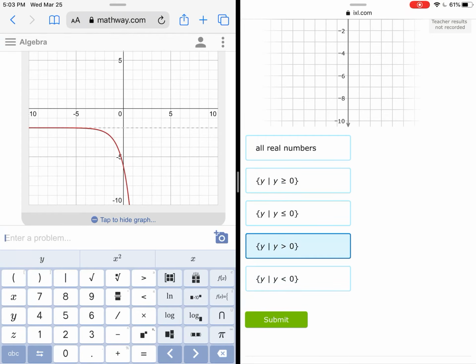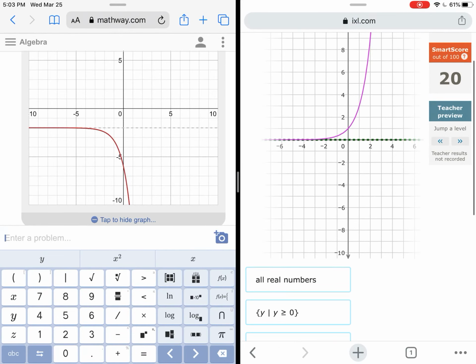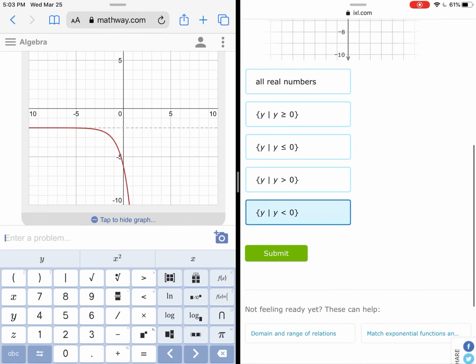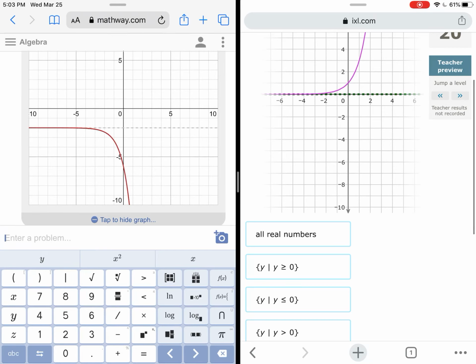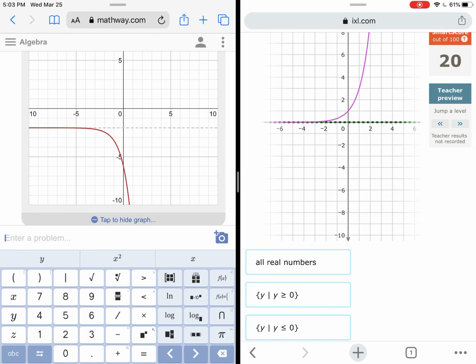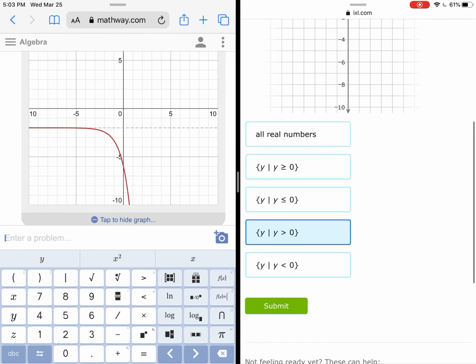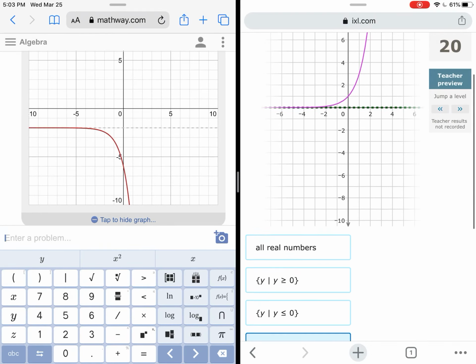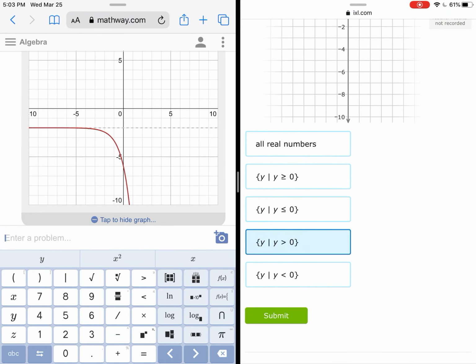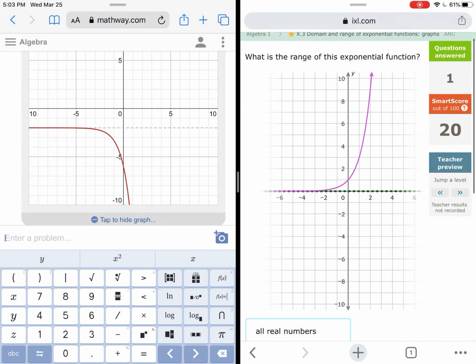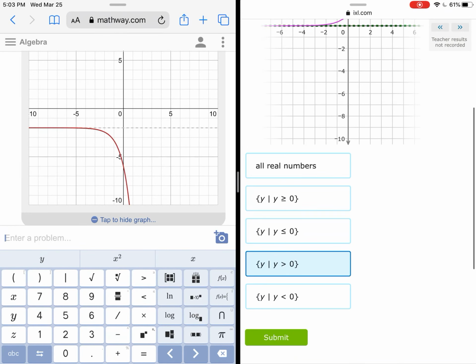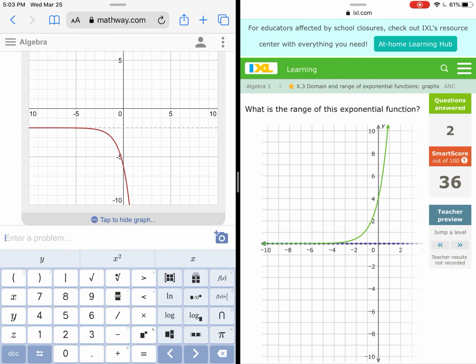Now, if we look at this fourth option, it says y greater than 0, which means all the y's have to be bigger than 0. Our last option says y less than 0, which means the y's have to be below the 0. So in this example, my y's will be above the 0. Okay, so I'm going to go ahead and submit that one. And let's go on to the next example.